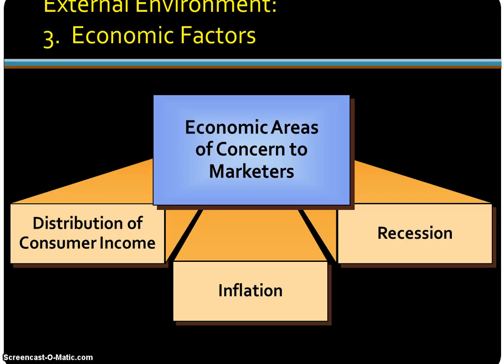The third external environmental factor is economic factors. Here we're talking about the distribution of consumer income, and this is disposable income: how much money does a household or an individual have, and how that has an impact on the kind of products and services one can purchase. The two other factors that have to do with the state of the economy are inflation and recession. If you're not sure what these two concepts mean, please read about them in the textbook. But there's a direct impact when the economy is in inflation and when it is in recession on the kinds of products that consumers would buy.